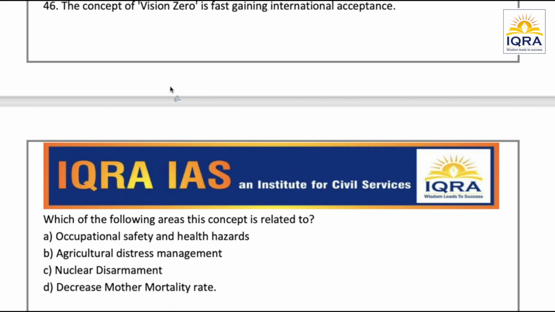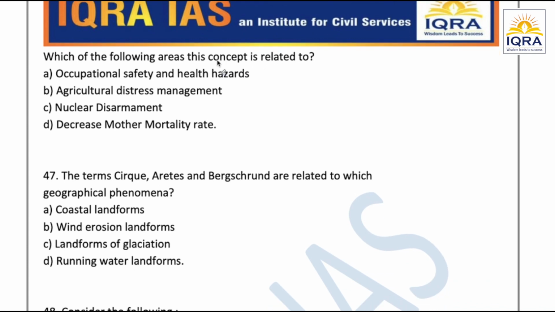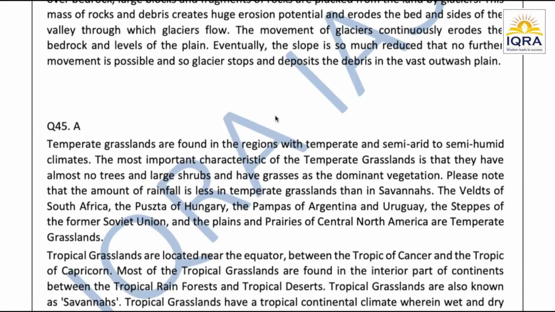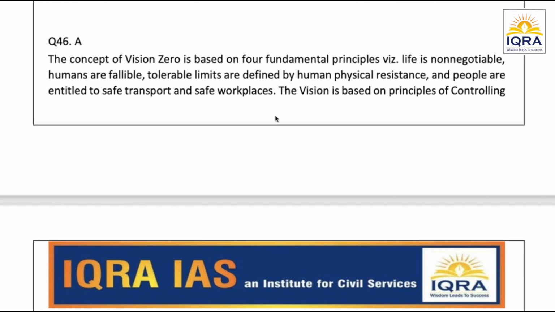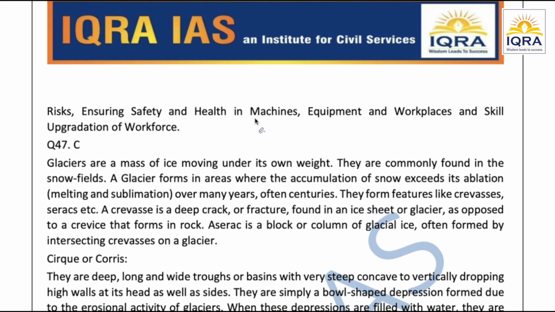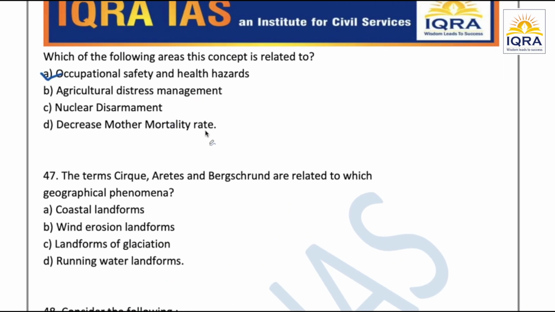Question number 46. The concept of Vision Zero is fast gaining international acceptance. Which of the following areas is this concept related to? So this is related to occupational safety and health hazards. Let me take you to the explanation of this question. Question number 46, right? So the vision of Vision Zero is based on the principle of controlling risk, ensuring safety and health in the machines, equipment, and workplaces, and skill upgradation of the workforce. Hence, option A becomes the correct answer.